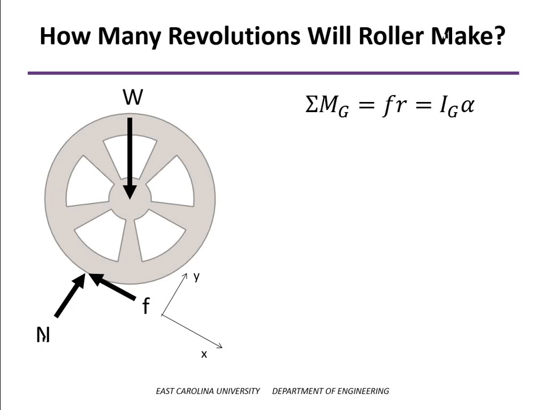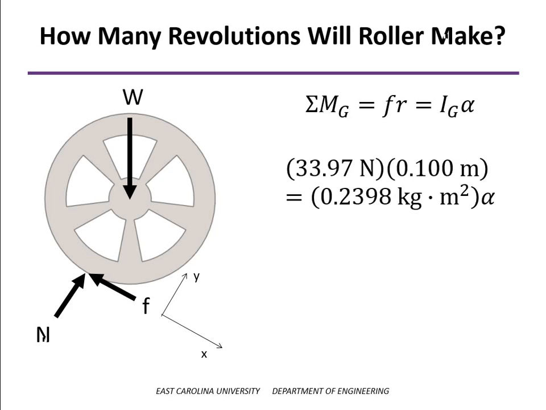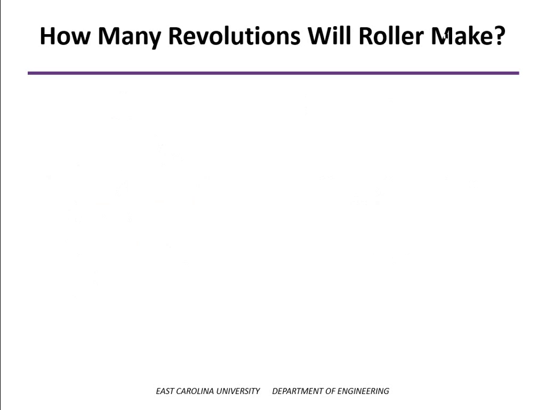Interesting to note, we cannot use that point of contact the same way we did before, because when we didn't have sliding, that was an instant center. Now it's just an arbitrary point, so the equation gets a little more complicated there. But again, we can always use the sum of the moments about the center of mass, or an axis through the center of mass. And so in this case, we know everything except alpha, and so we can solve for alpha as 14.17 radians per second squared.